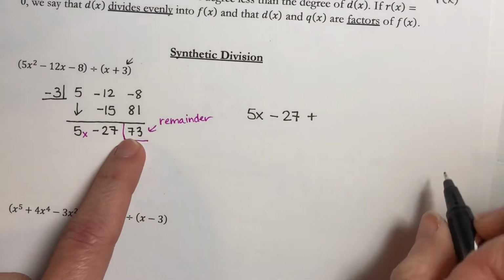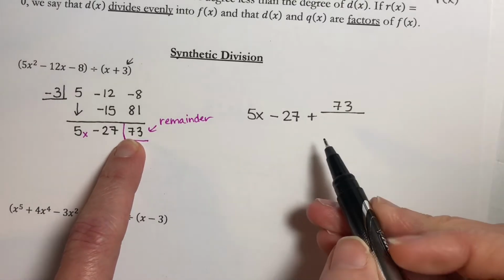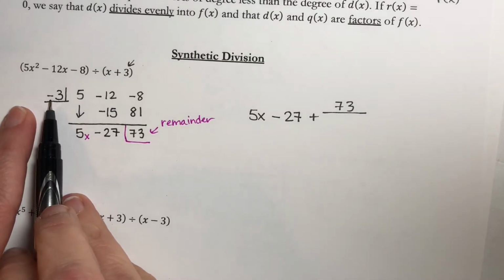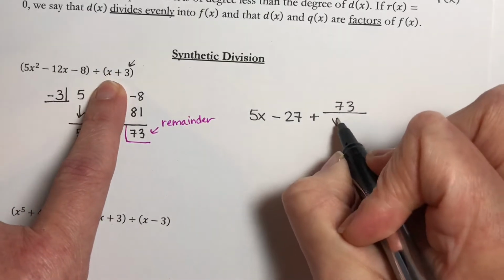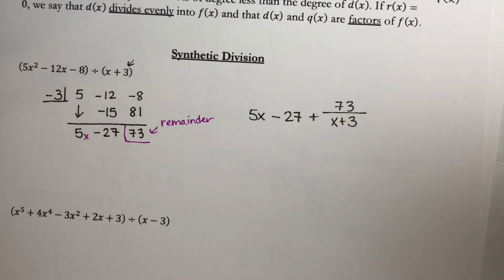plus your remainder, which is 73, over what you were dividing by. Now you don't write the minus 3, you write down the x plus 3. And you have your answer there. Okay?